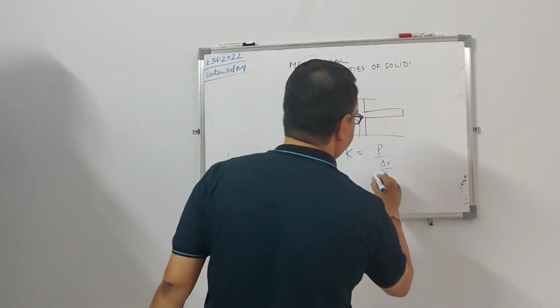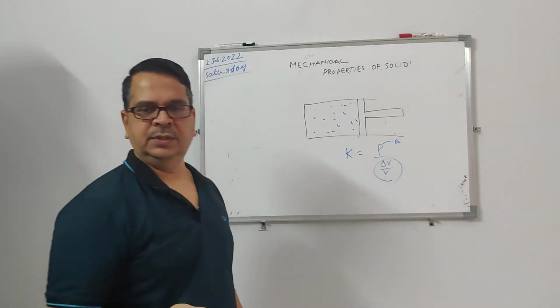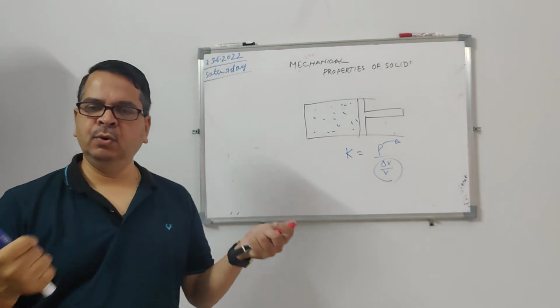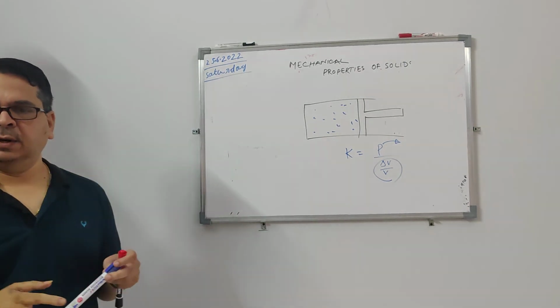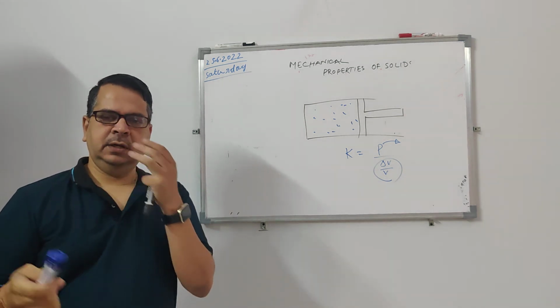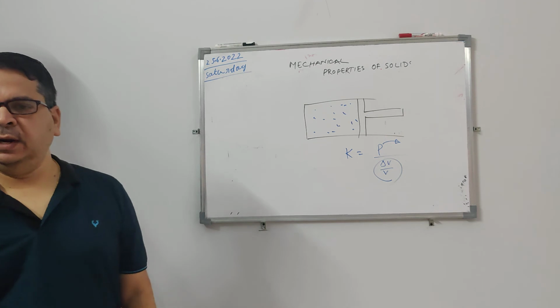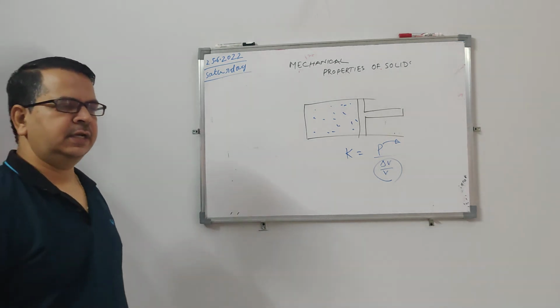So this volumetric strain is the corresponding strain, and I am applying pressure. So this ratio is nothing but your bulk modulus. When you are compressing some compressible fluid, the bulk modulus is important. When it is solid, it is the Young's modulus or rigidity modulus. But when it is a compressible fluid like hydraulic oil or whatever, it will be bulk modulus.